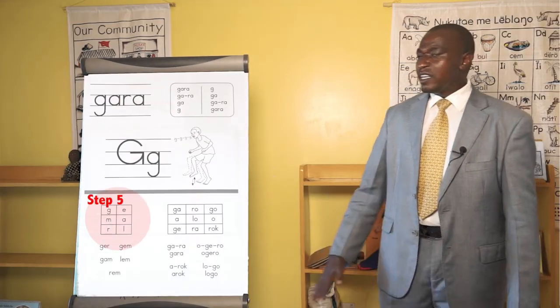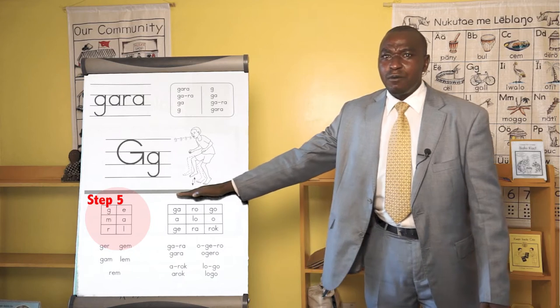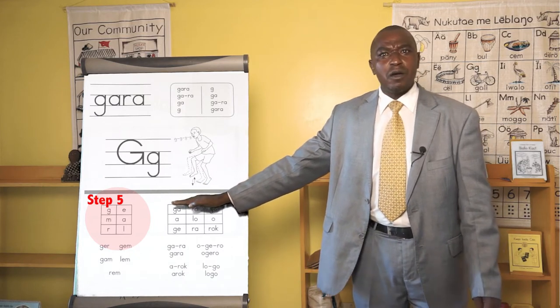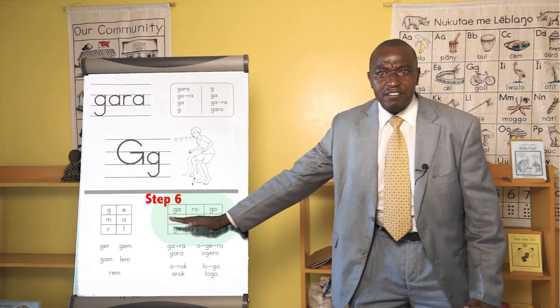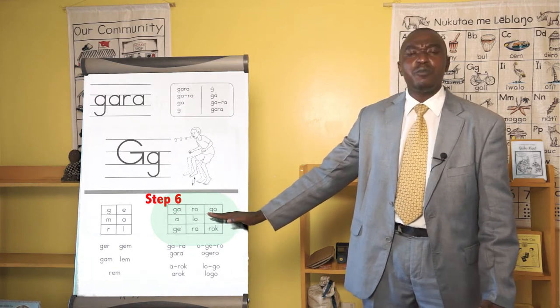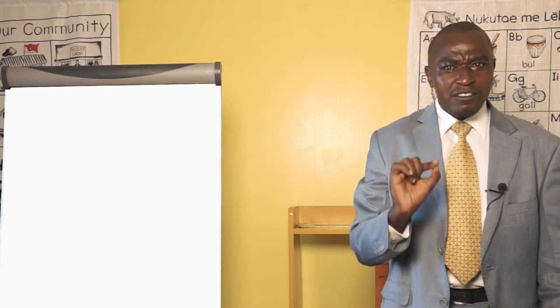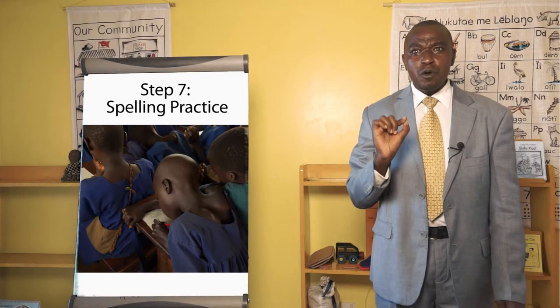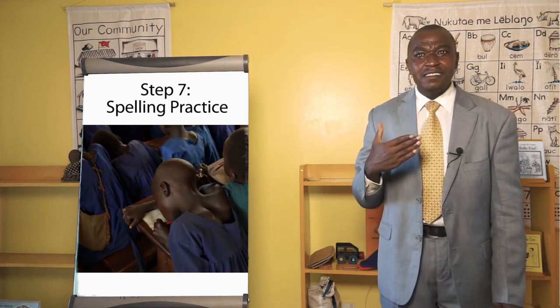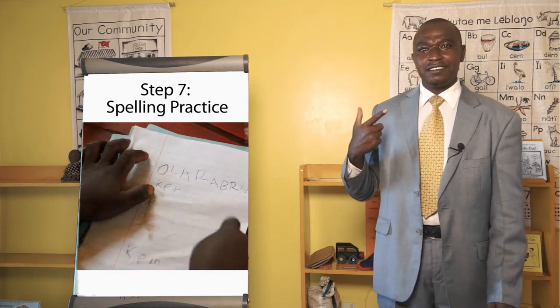Step 5, using the letter drill table to blend letter sounds to make words. And step 6, using the syllable drill table to blend syllables to make words. There is one final step that you don't see in the primer. That is the step when pupils demonstrate their competence by doing spelling practice with their teacher.